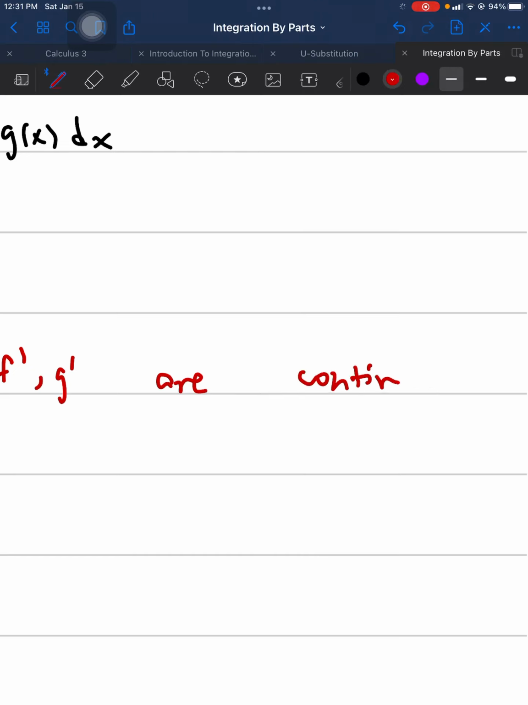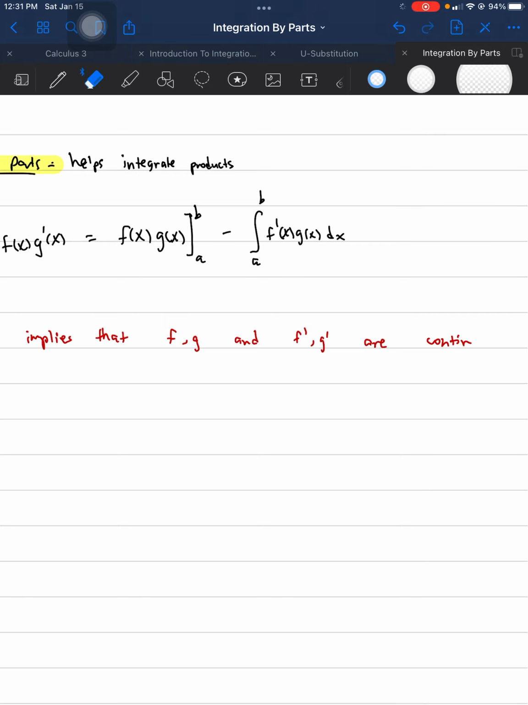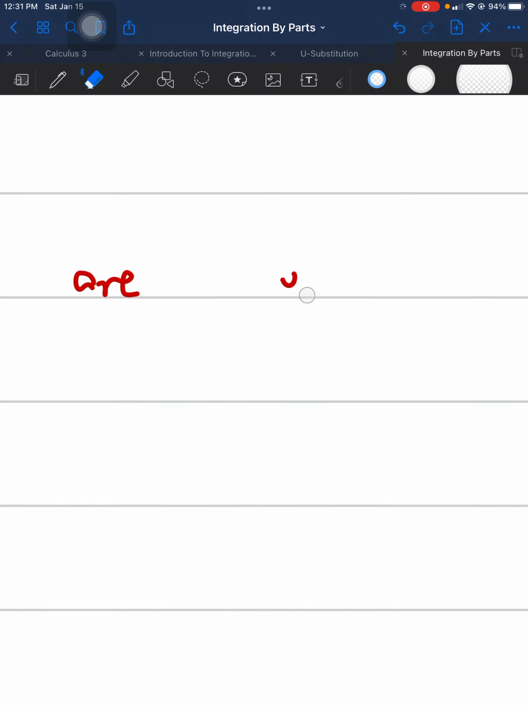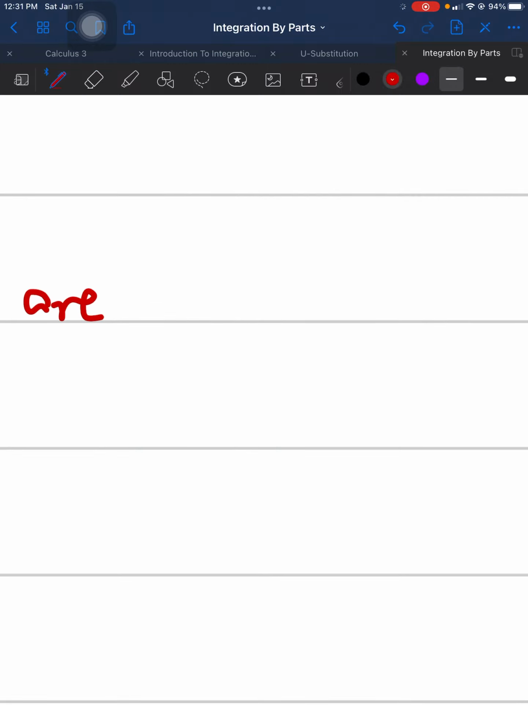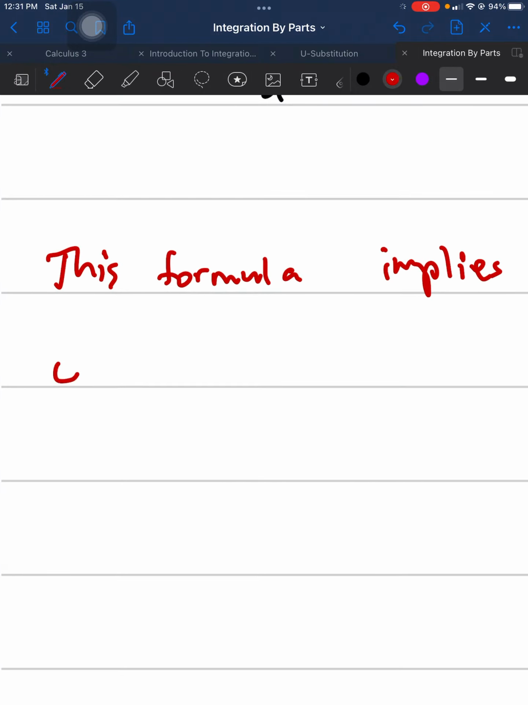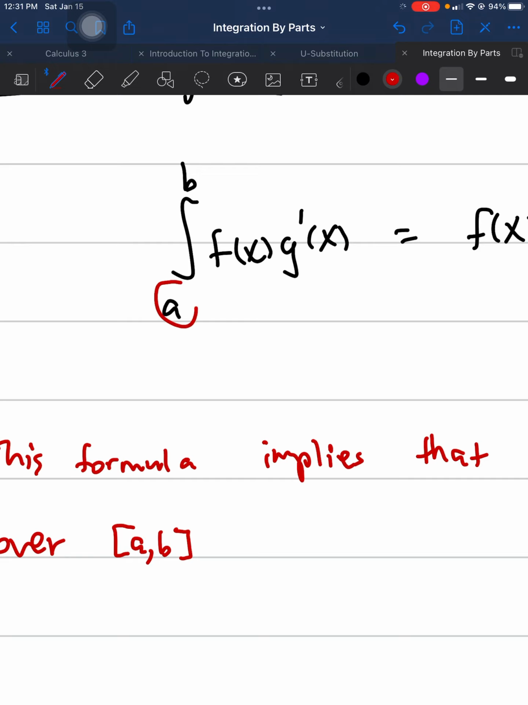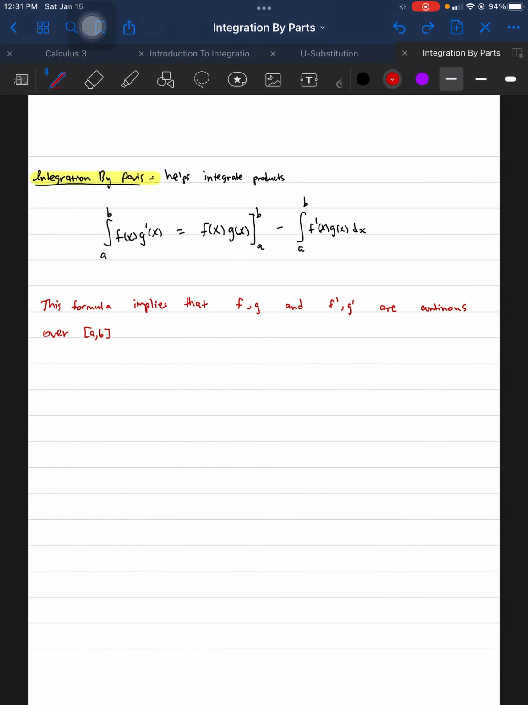In integration and differentiation, continuity is an important thing, because continuity determines if a function is differentiable, and continuity determines if a function is integrable. So we want to make sure our functions are continuous over the closed interval a, b. We're using closed intervals because these intervals include a and b in the upper and lower bounds. So this is the integration by parts formula.